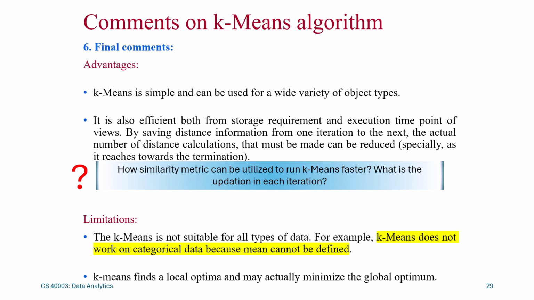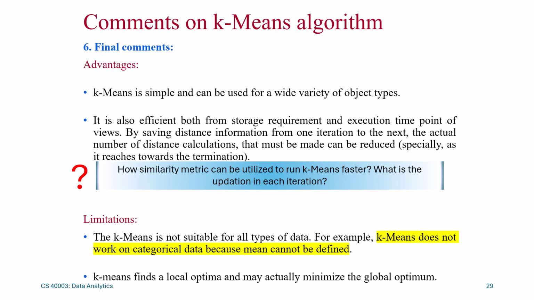The k-means algorithm is very simple and can be used for a wide variety of object types. It is also efficient, both from storage requirement and execution time points of view. By saving distance information from one iteration to the next, the actual number of distance calculations that must be made can be reduced.